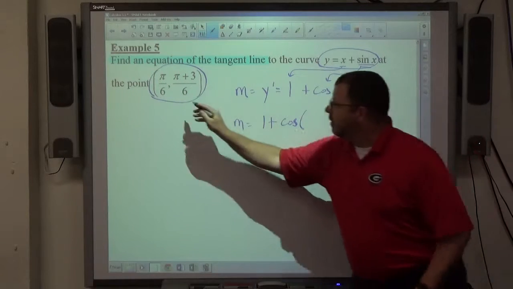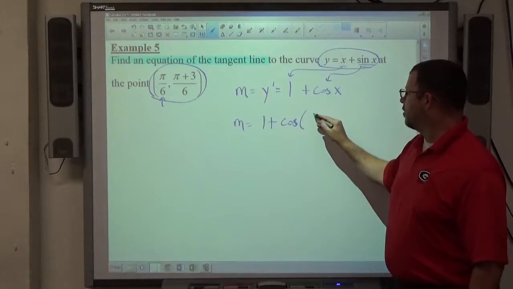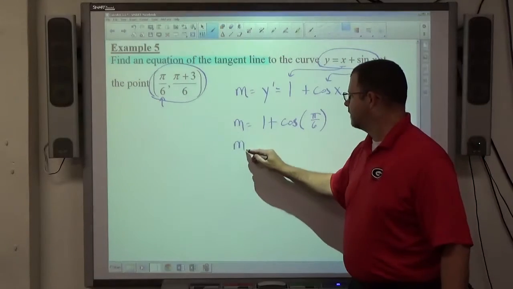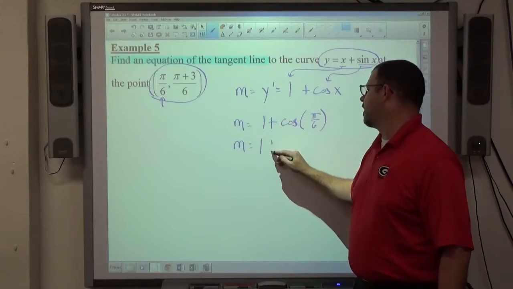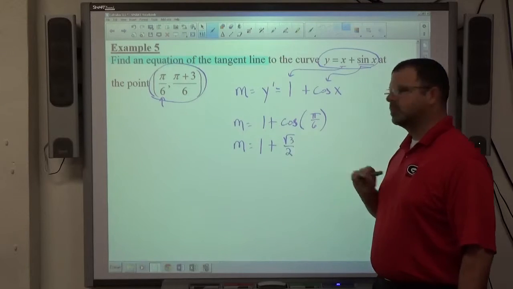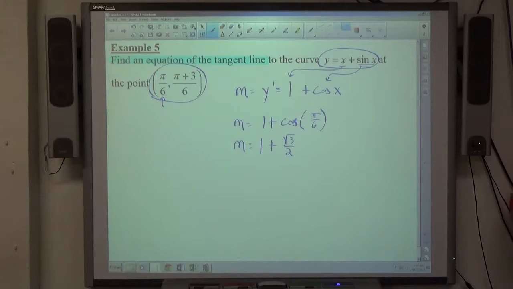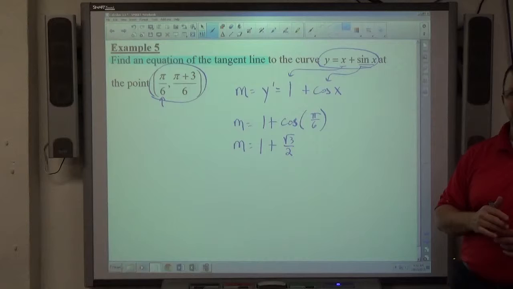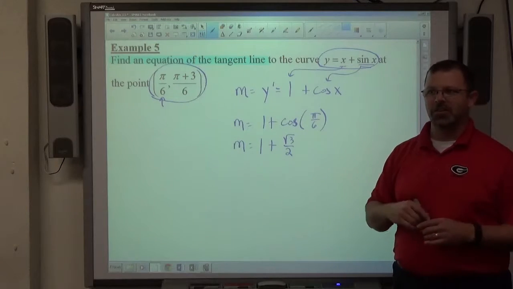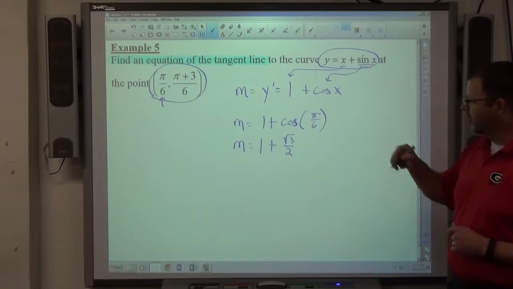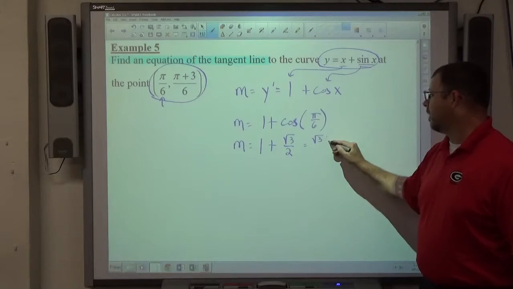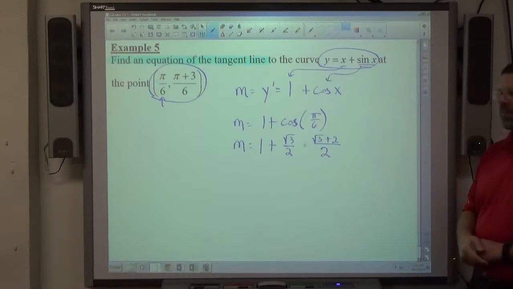Very good, pi over 6. That's x in our point of tangency, so the cosine of that number, and hopefully we recall the cosine of pi over 6 is the square root of 3 over 2. It's one of those sine cosine memorization quiz issues that we had last year. We memorized all the sine cosine values from 0 through 2 pi in the radian world and 0 through 360 in the degree world. Pi over 6 was square root of 3 over 2. Square root of 3 over 2 plus 1 is just the square root of 3 plus 2 all over 2. Okay, that's the exact slope.